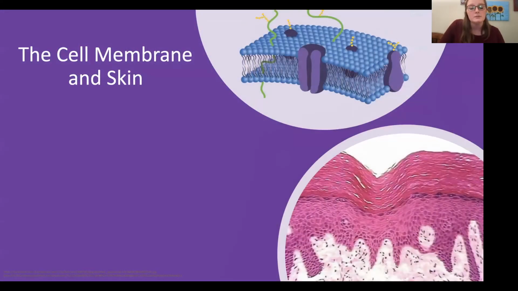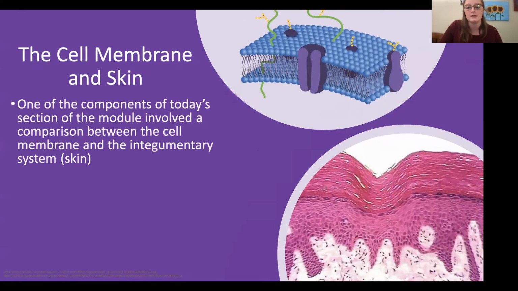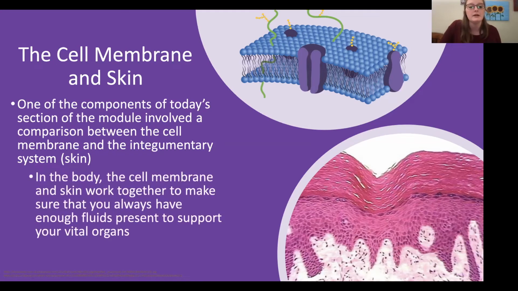So we've talked about the cells these 4 days. One of the sections that we're going to talk about today is the integumentary system, or the skin. And we're going to do that by comparing the skin to the cell membrane. In the body, the cell membrane and skin work together to make sure that the fluid levels in your body are enough to support the health and life of your organs, like your liver, your stomach, your intestines, your skin itself, things like that. So let's take a look at this relationship.